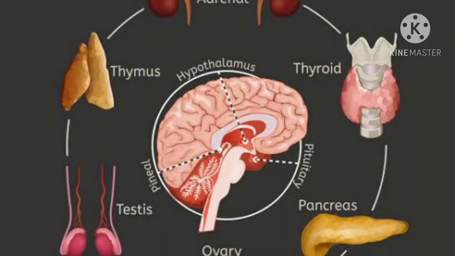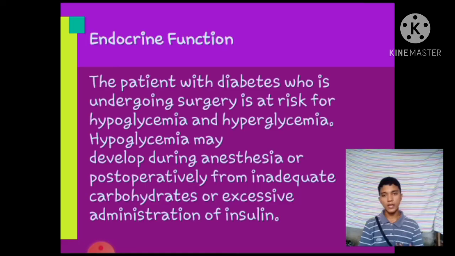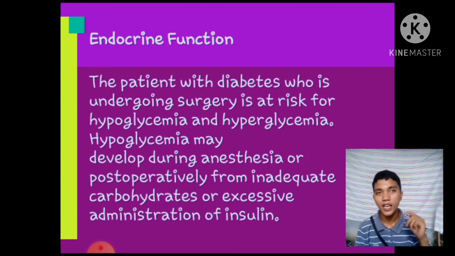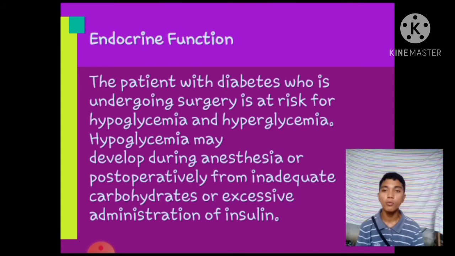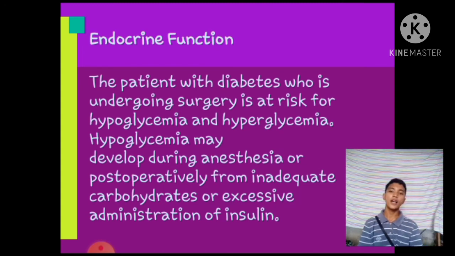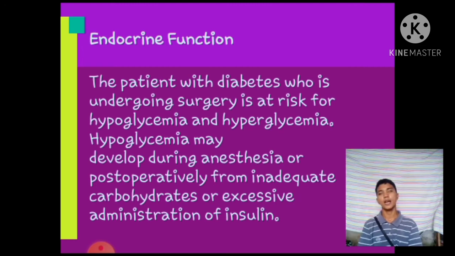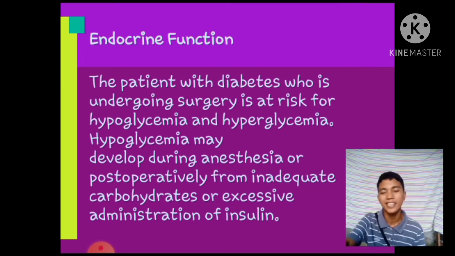Ang mga patient na may diabetes na mag-undergo sa isang surgery is mataas yung highly risk yung hypoglycemia na hyperglycemia nila kapag din nagde-develop during the anesthesia. Sa sunod-sunod na pag-inject ng anesthesia sa kanila, kulang ang mga carbohydrate at saka administered insulin sa katawan nila. Kaya ganoon, magkaka-high risk ka sa hypoglycemia o hyperglycemia.